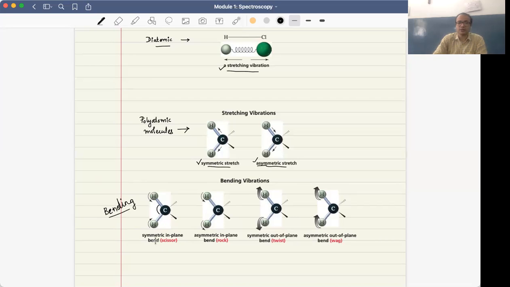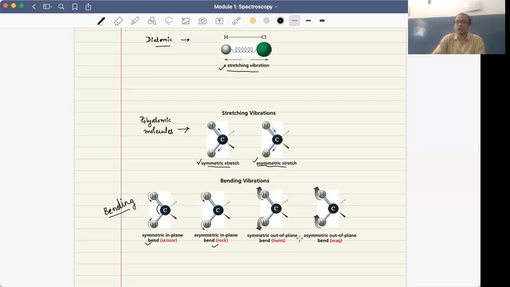Bending can also be of several categories. There can be in-plane bending and out-of-plane bending. When the bending is happening in one particular plane in a scissor kind of motion, that bending is called scissor bending. And if it is not happening in a scissor fashion, but they are changing in the plane in the same direction, then that particular bending motion is called the rocking motion.